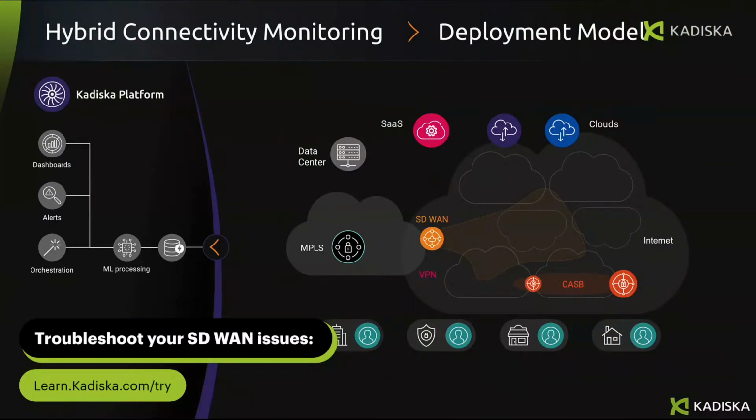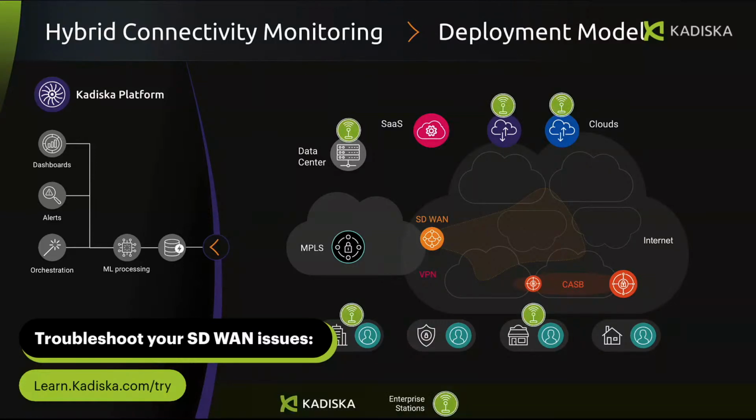important. So I'm going to show you a demo, but first I will give you an example of how Kadiska monitors this kind of complex network environment. Primarily, the enterprises will deploy what we call an enterprise test station, which is for network path analysis and end-to-end performance analysis to test between sites proactively using synthetic testing.